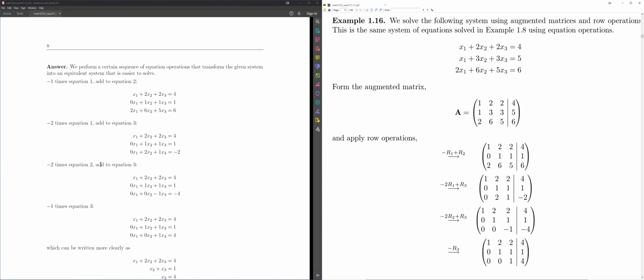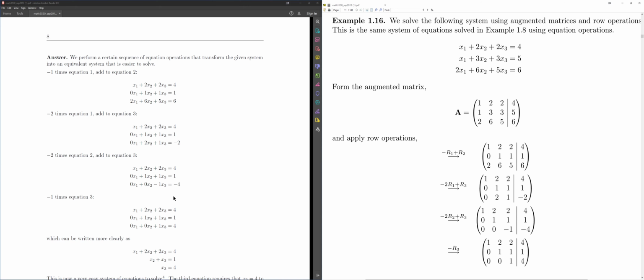Your equation operations, for example, this equation operation, minus 2 times equation 1 plus equation 3, corresponds to this row operation over here. For a next example, when I got this system over here, in order to simplify, I needed to get rid of this 2x2 over here. So I wanted to make this 0. What I do is multiply equation 2 by minus 2 and add it to equation 3, in which case I will get a 0 over here.